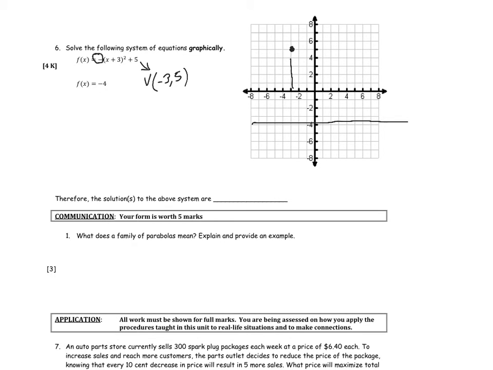Now we need to find a few points here. The first point we are going to find is, let's say, the y-intercept. The y-intercept is going to be when x is 0. When x is 0, f of 0 becomes -0 plus 3 squared plus 5, which is -9 plus 5, which is -4. So we know that it's going to pass through this point.